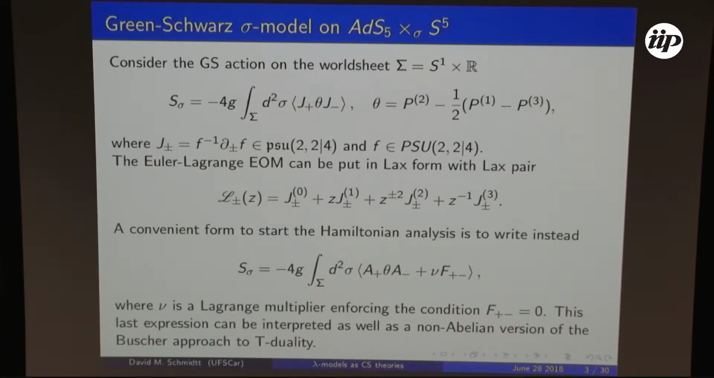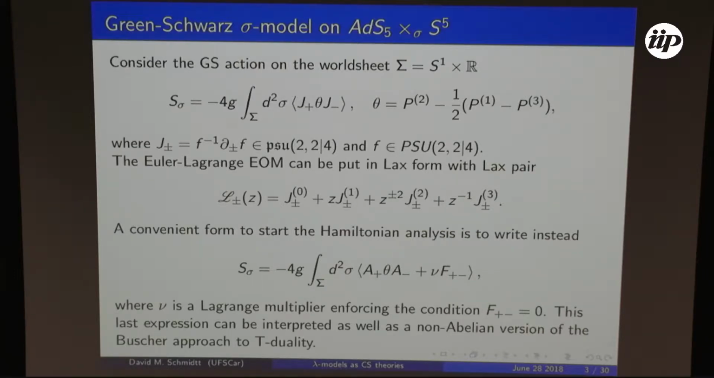So, well, this is well known. Let us consider the Green-Schwarz action on the hollow sphere, which is a closed string. R is time. S1 is the coordinate along the closed string. This is the notation I will use. The brackets are a supertrace in some faithful representation of PSU(2,2|4).